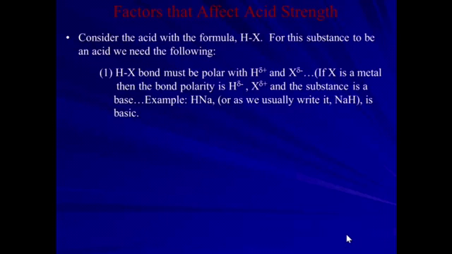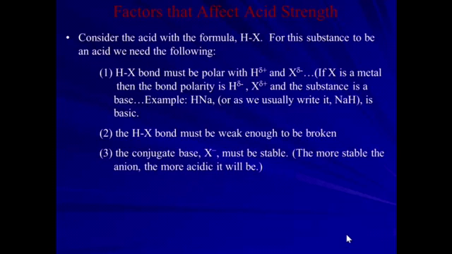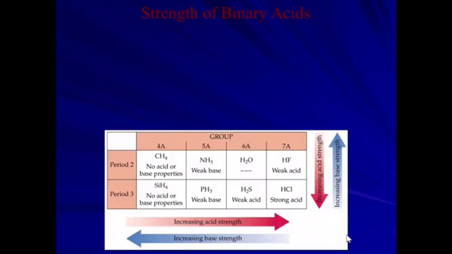NaH, because it's basic. The second thing that has to happen is that the HX bond must be weak enough to be broken, and this has to do with electronegativity. So the greater the difference in electronegativity, usually that is a determining factor about whether or not the bond is easy enough to be broken. And then finally, the conjugate base has to be stable. So the more stable the anion, the more acidic it's going to become, because it's able to ionize.